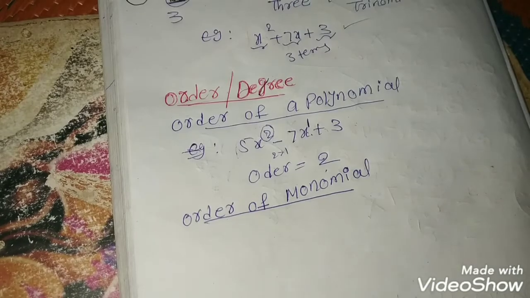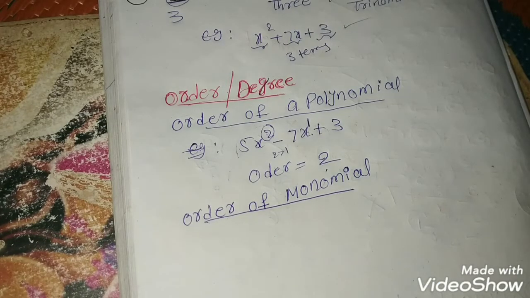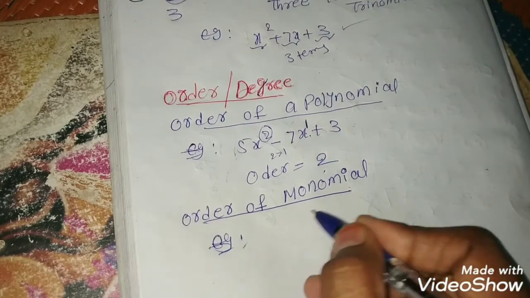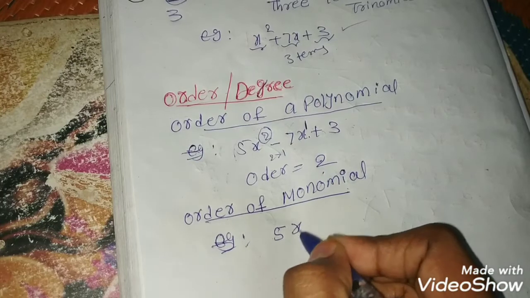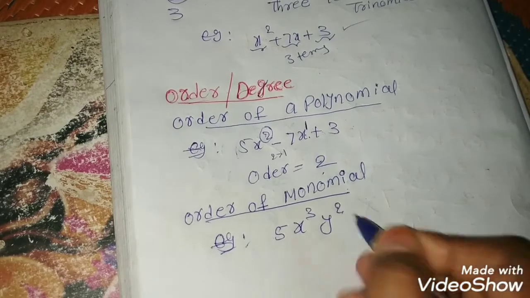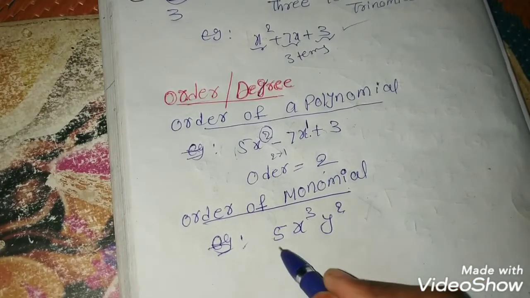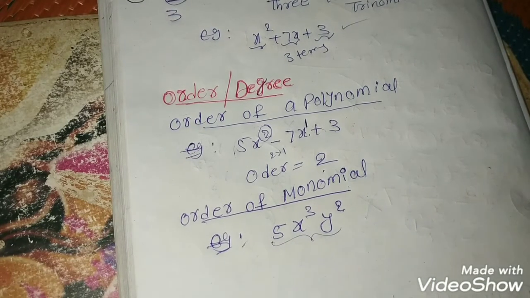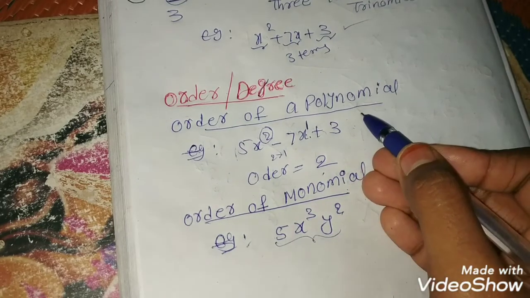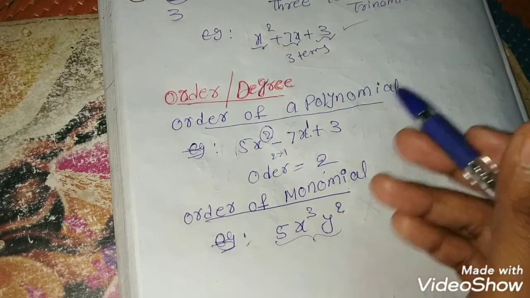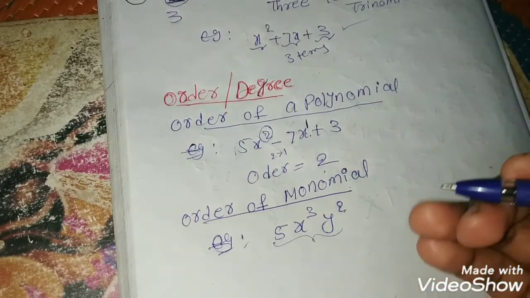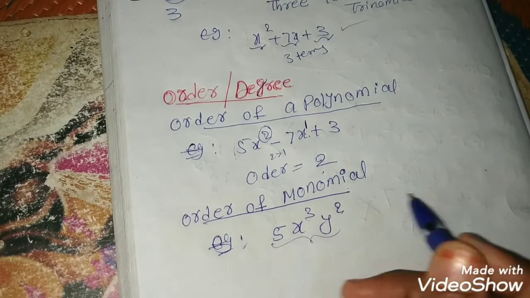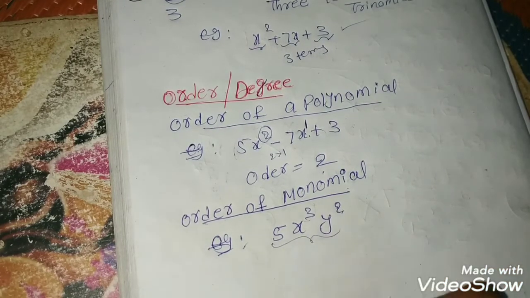Okay. Now see, what is the order of a monomial? Let's take an example. Any monomial, for example, I am taking 5x cube y square. So this is a monomial. We have only a single term. So what is the order of the monomial here? What I told you before, the highest degree we take. That means highest integral powers we need. But here, what is the highest? So many people will think wrong. Ma'am, the order is 3.